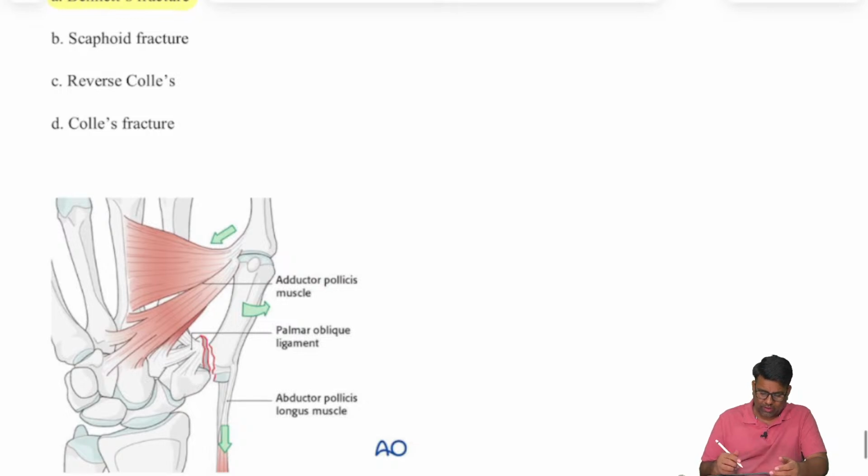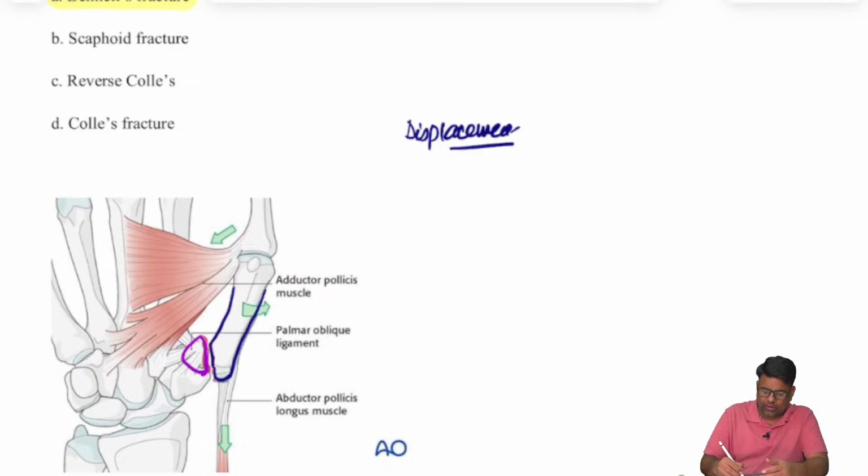Now here you can see the first metacarpal, right? And then at the base, you can see the small chunk. This is the small chunk, and there is displacement, and usually the displacement in any fracture is because of muscle pull.